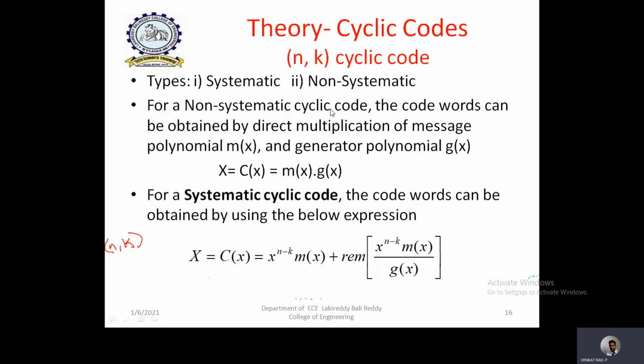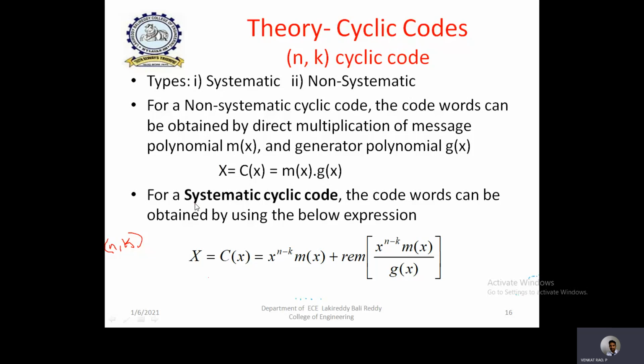For a non-systematic cyclic code, the output code word or code polynomial is obtained by simply multiplying the message polynomial and generator polynomial. As we see in the linear block code, a similar formula is there, like multiplication of the message matrix as well as the generator matrix. So instead of matrices, here we have equations, polynomial representations. In the next slide, we'll see the meaning of these polynomial representations.